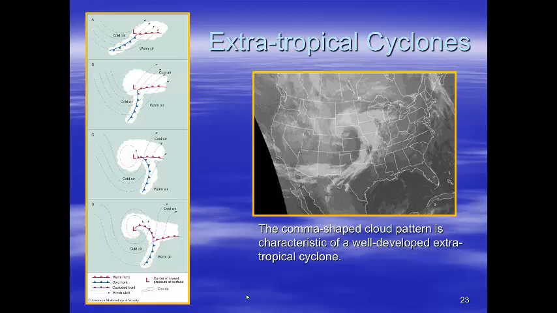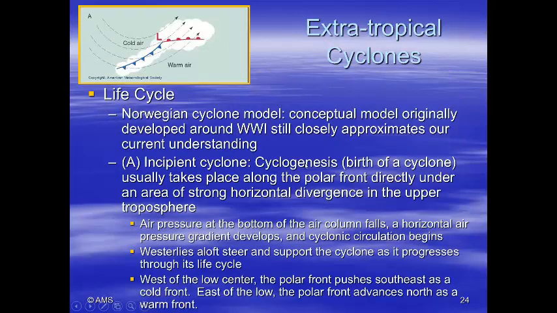The comma-shaped cloud pattern is characteristic of a well-developed extratropical cyclone where the cold front runs along this comma. So this life cycle that I just talked about is called the Norwegian cyclone model, and this was a conceptual model that originally developed around World War II.